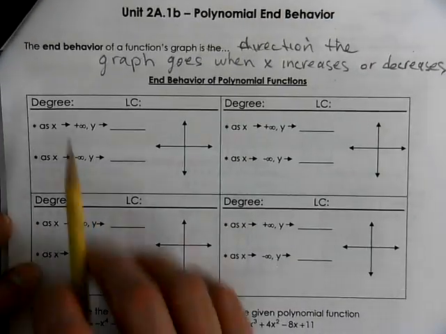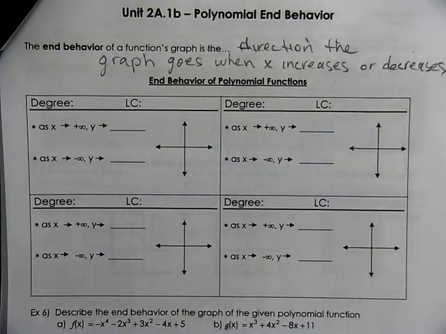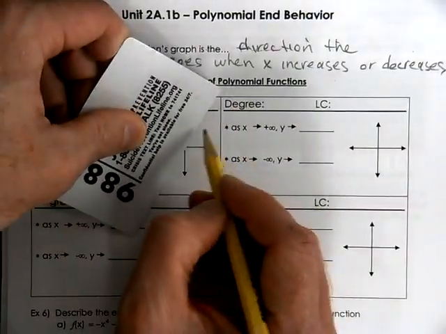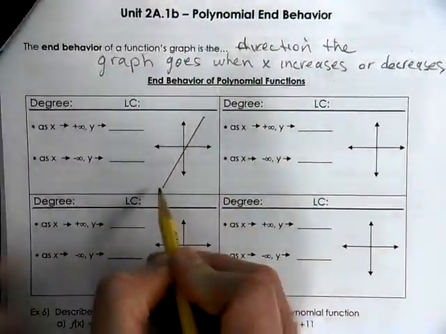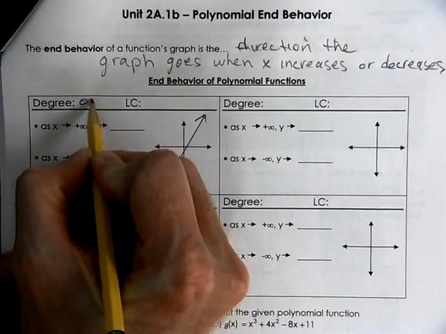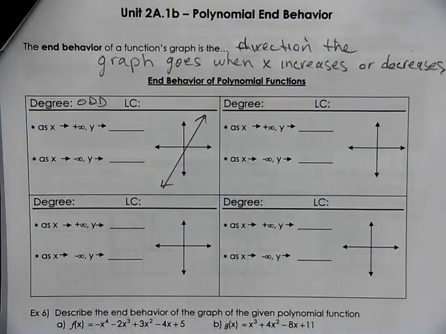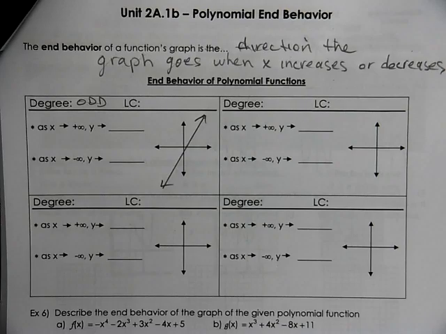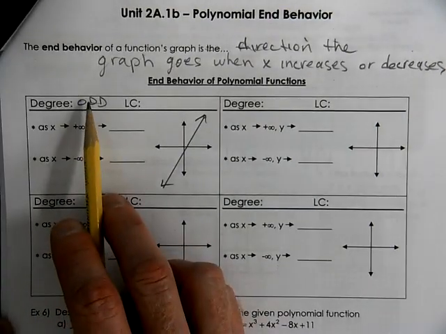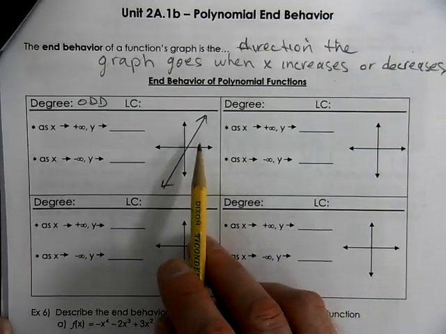So we're going to come down here and we're going to talk about an odd degree, to the first power. That would be linear. So the degree, you're not so worried about the number, but more concerned about is it even or odd. Because there's a pattern that's going to happen with evens and odds. So this is an odd degree. That means it's linear.